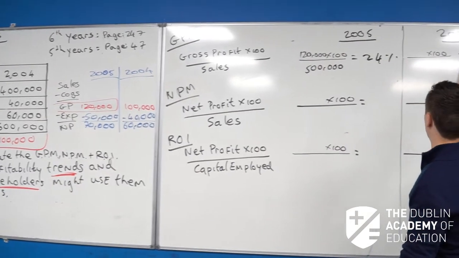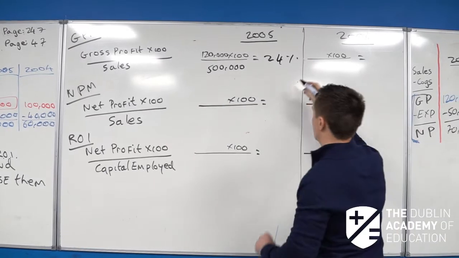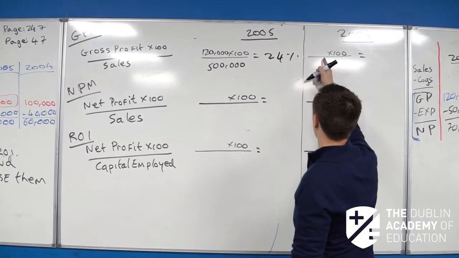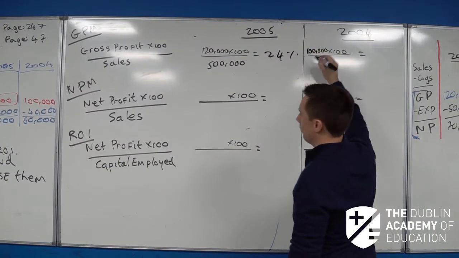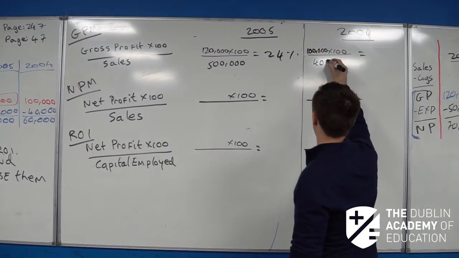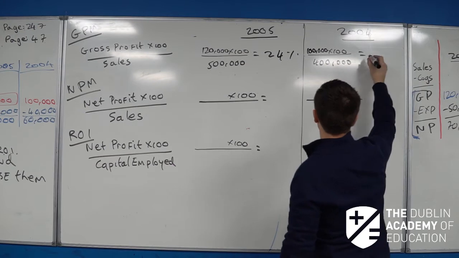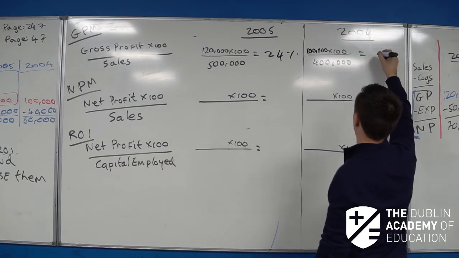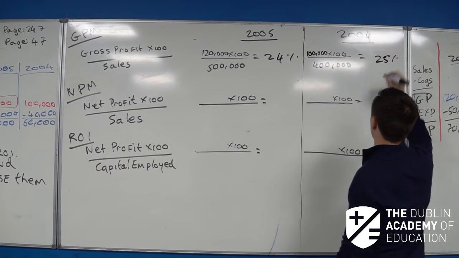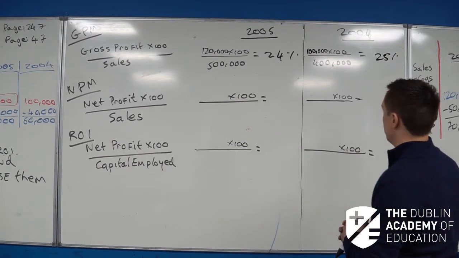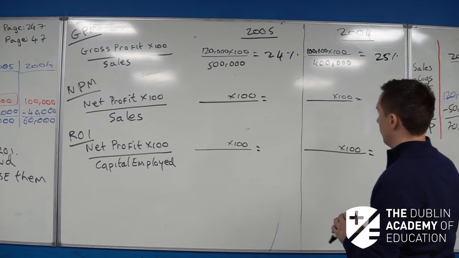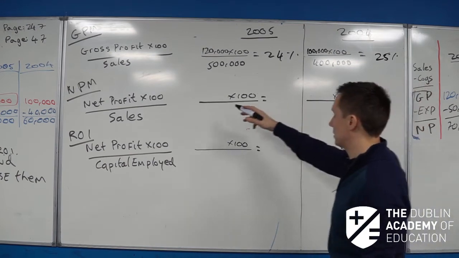Okay, let's do the gross profit margin in 2004. What was the gross profit in 2004? We know it was 100,000. And what was the sales in 2004? It was 400,000. So we have there that it was 25%. Okay, so that's the next one. We put in our figures there, you have it then, 25%.